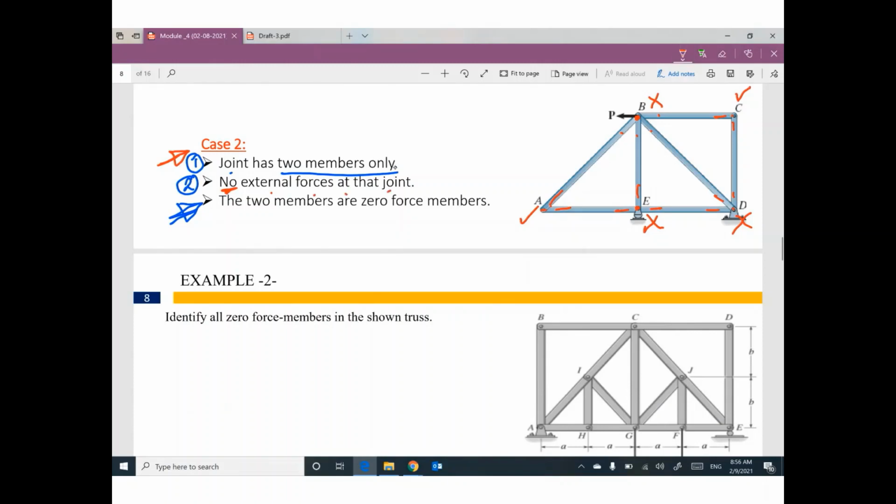Do you think we have external load at joint A? No. Do you think at joint C we have external load? No. So the 2 joints will be good. Joint A and joint C are good for this case. What is the final conclusion? The 2 members are 0. Believe me. At joint A, this member and this member are 0. At joint C, this member and this member are 0. The 2 members at this joint are 0 force member.